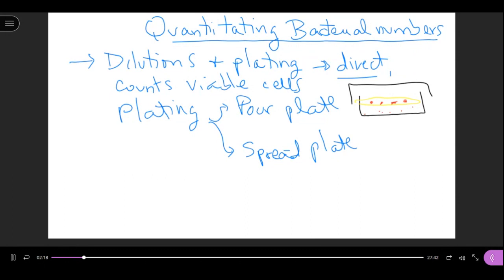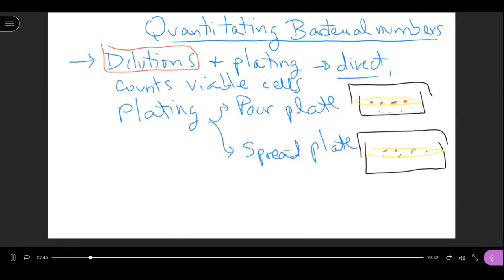The cells inside the agar will create small colonies because they're constricted by the agar. The cells on top of the agar will have larger colonies because they're not constricted by the agar. On the other hand, in the spread plate, we're going to be spreading the sample on top of the plate. All the colonies will grow on top of the plate, and they will be counted. So either technique would work, with the caveat that the pour plate gives us more area to spread our cells.